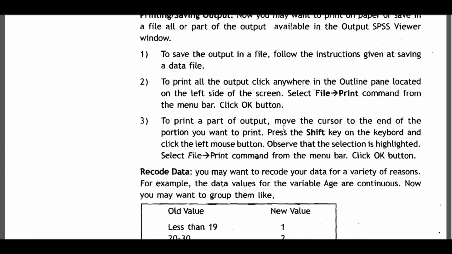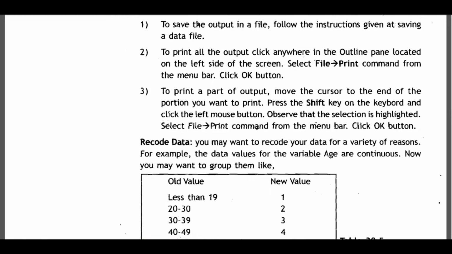To print a part of your output, move the cursor to the end of the portion you want to print. Press the shift key on the keyboard and click the left mouse button. Observe that the selection is highlighted. Select the file, print command from the menu bar, and click OK.